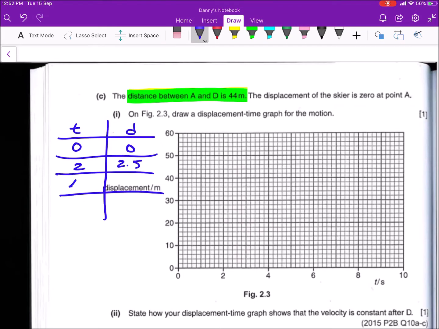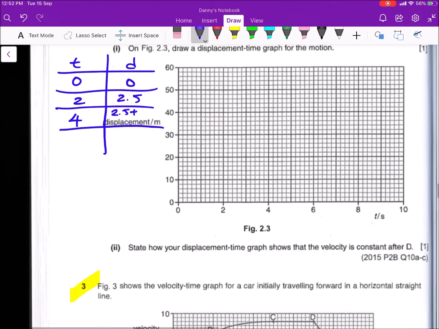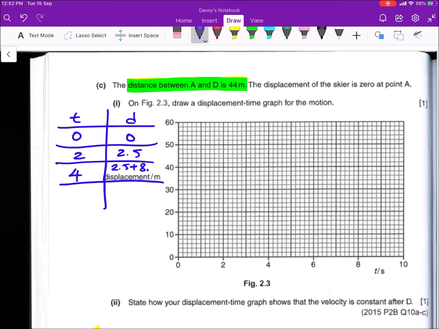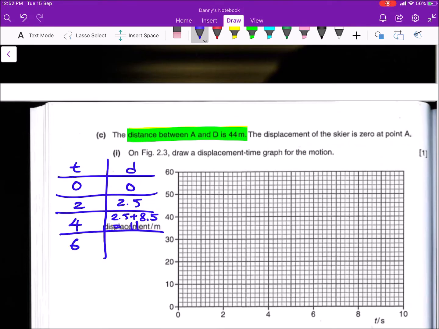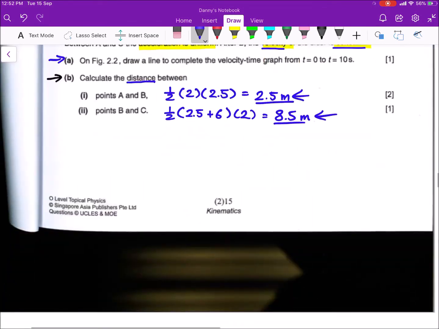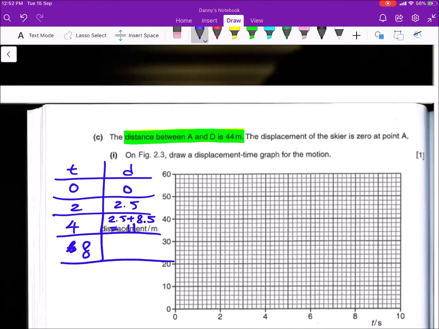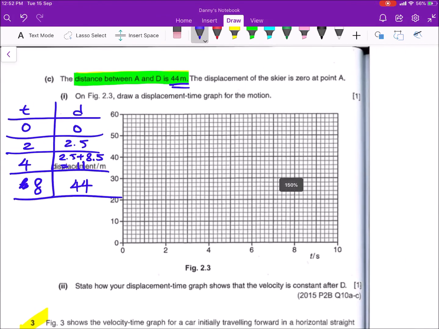So because of that, that's why I asked you to construct a table. Then it will be less likely that you make careless mistakes. So this will be equal to 11. Then after that, when it reached D, which is at 8 seconds, not 8 seconds later, then you need to use the information given by this, and you know that your displacement now is 44. So once you have this table, basically it makes your life easier.